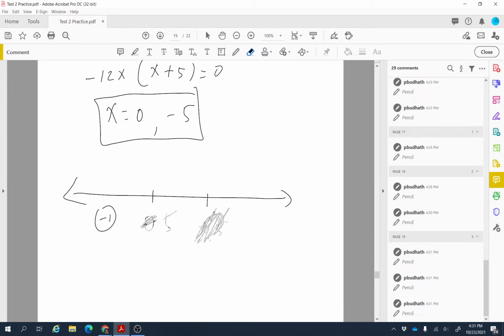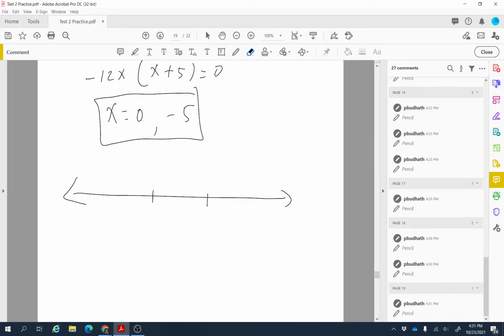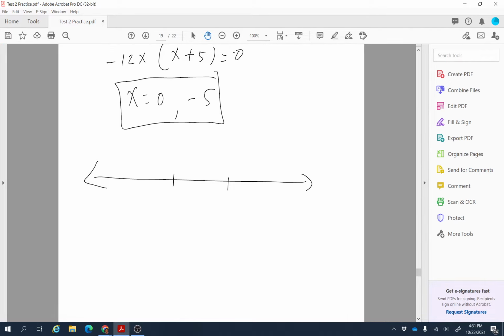That's why you have to do this practice test a couple of times, to make sure that you don't repeat that mistake here in the test. So -5 is here, 0 is here. So let's pick the testing points. From here, let's pick -6. From here, let's pick -1. From here, let's pick, let's say, 1.